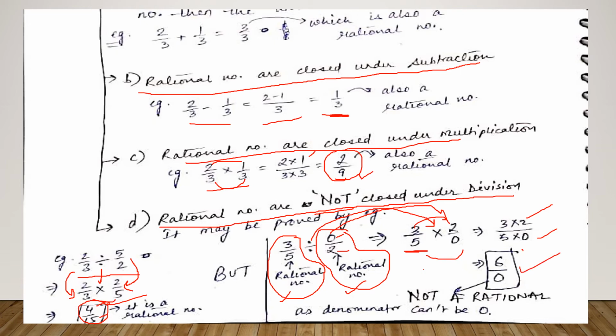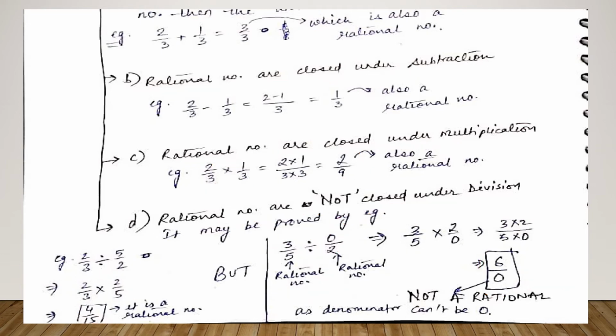What do you say? Is this 6 upon 0 a rational number? No. This is not a rational number because here q became 0. And I have told you, as soon as q becomes 0, the number is not defined. So here we have proved that if you take first rational number and second rational number like these, in that case answer obtained is not a rational number. That is why we have said this thing, that rational numbers are not closed under division.